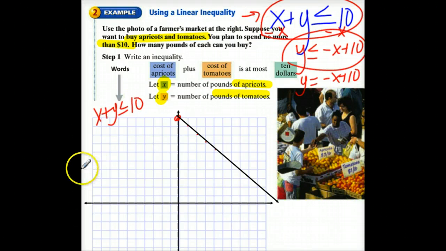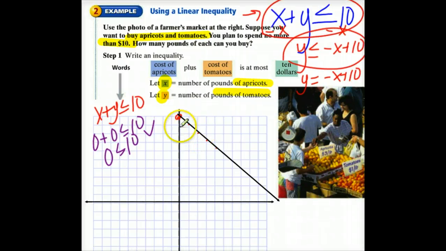If I put 0, 0 in for x and y, is 0 less than 10? Yes, it is. So I'm shading everything underneath my line. Oops, I went a little bit over. Go back with my eraser and just erase that.